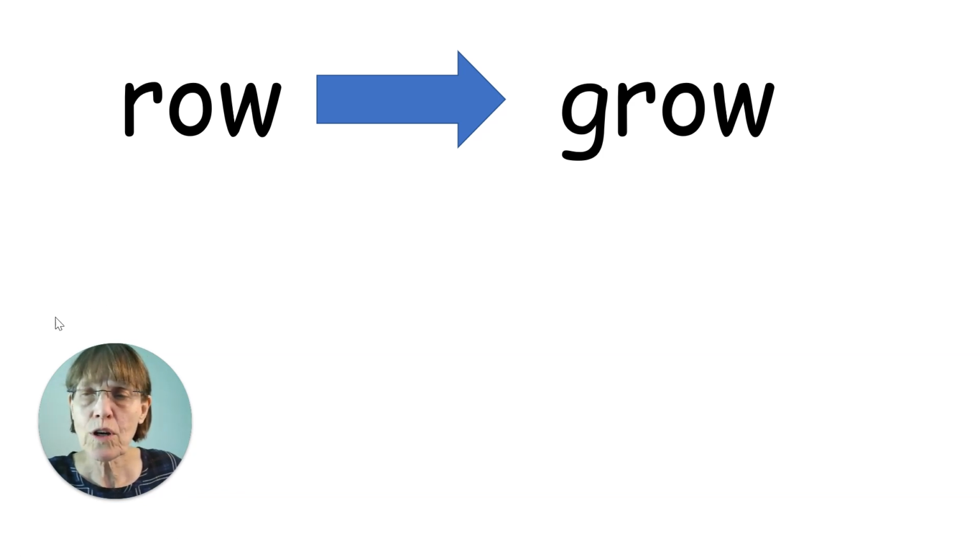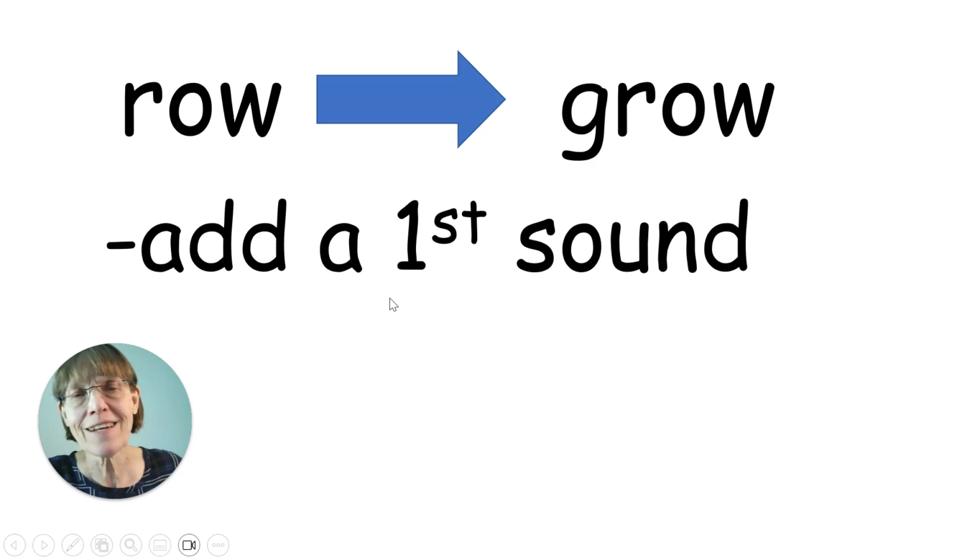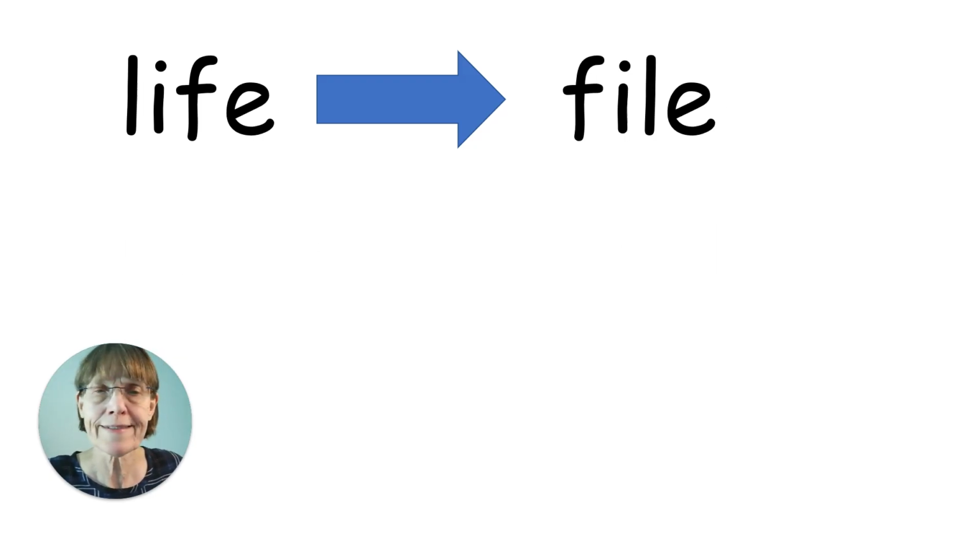Here we have the word row. R-o, 2 sounds. But over here we now have a blend, gr, 2 consonants, and o, the vowel, grow. So I think you can see that we added the g sound, we added a first sound when we went row to grow.